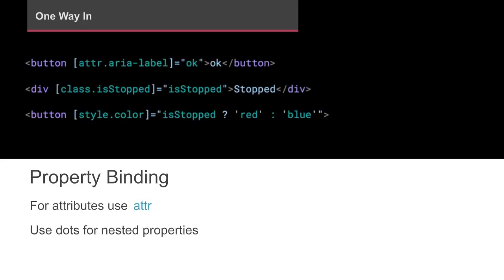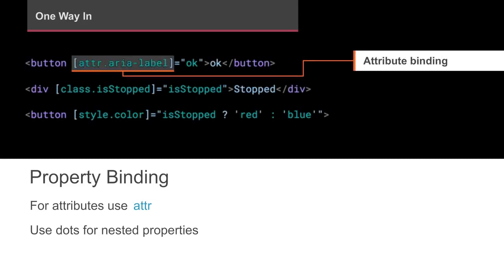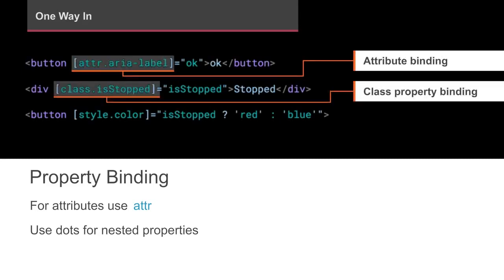So this makes it a lot easier for us to do bindings, and it also allows us to get rid of a lot of things that were in Angular 1. So all of these really give us a lot of power.